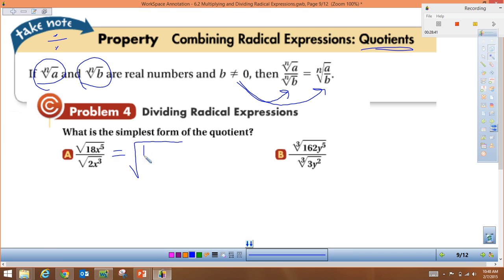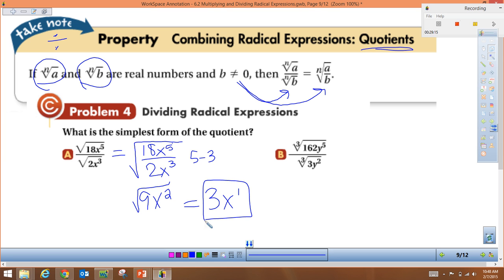So we get the square root of 18x to the 5th over 2x cubed. We are going to simplify within first. What is 18 divided by 2? That's 9. And remember, when we're dividing exponents, we are going to subtract. So 5 minus 3, we get x squared. We can take the square root of both of these things. This becomes 3x to the 1st. Good. Letter B.